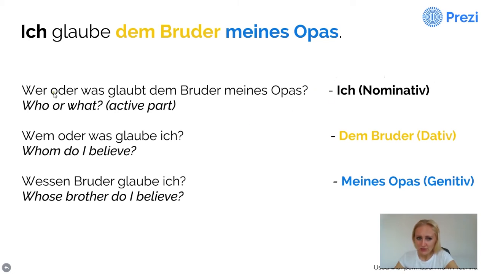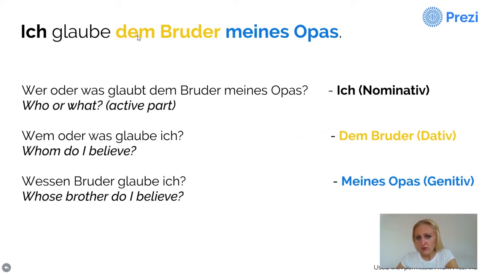The next question is, wem oder was glaube ich? Whom do I believe? We have to ask wem because we use the verb glauben. Glauben is a dative verb, to whomever we believe, the answer to that is always the dative object. So wem oder was glaube ich? The answer is dem Bruder. This is the brother. I'm believing the brother. So here, dem Bruder, it's the dative case, or the dative object.